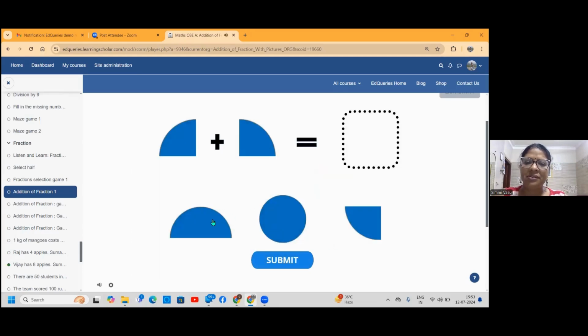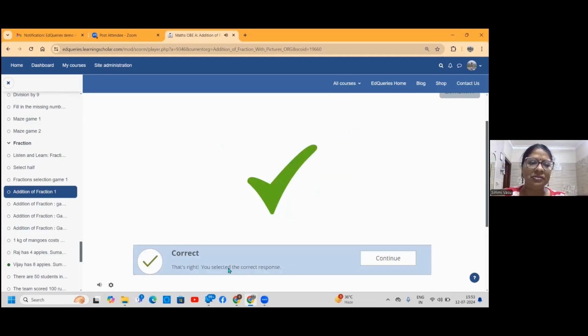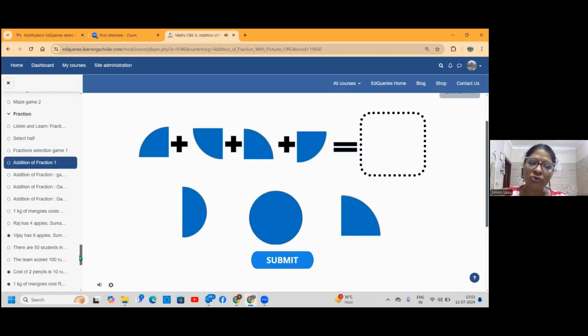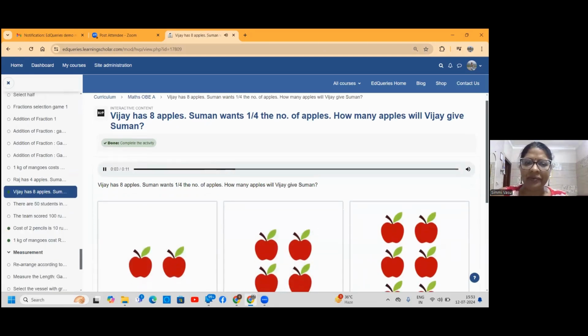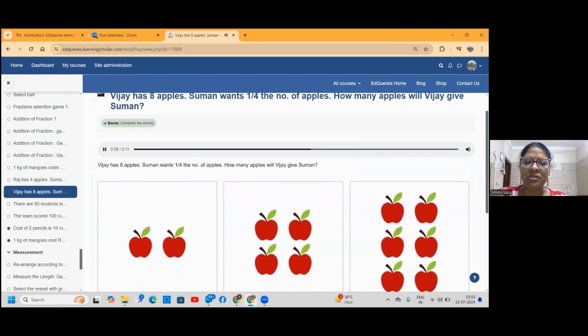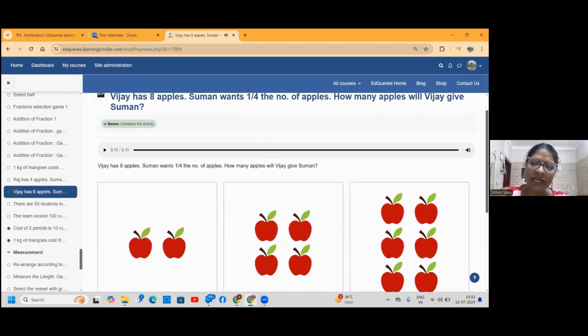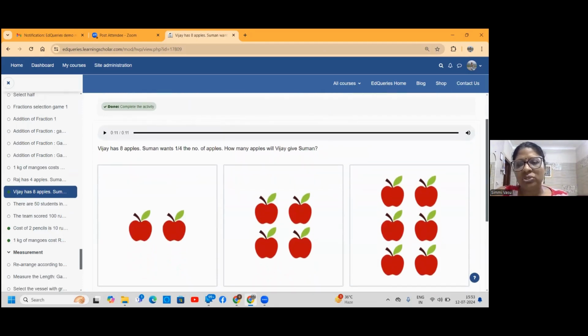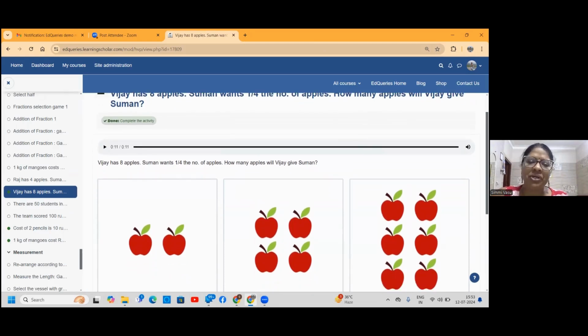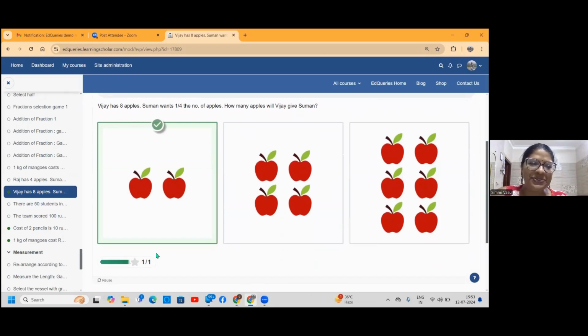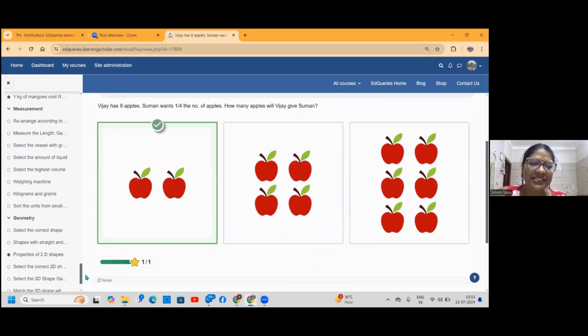Drag the correct answer. So this is half. Well done. Now, moving forward, we have certain story sums or problems which we say. Vijay has 8 apples. Suman wants 1/4 the number of apples. How many apples will Vijay give Suman? So again, there are very clearly pictures given. So it's very easy for the child to understand if it's 8, half would be just 4. I mean, that's how I also did it. So if we check, the answer is right.